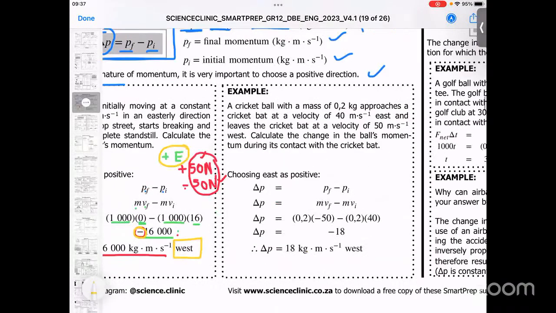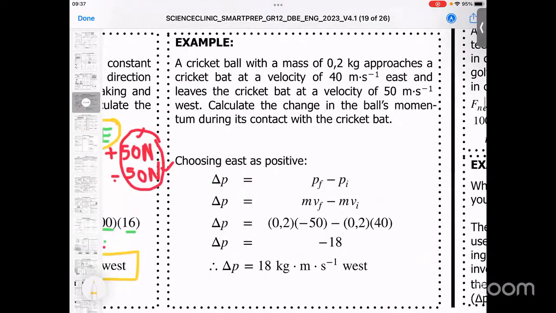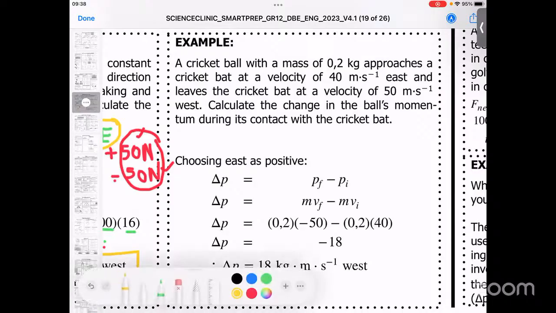Maybe let's look at this example and see what's happening there. So here's an example where they talk about a cricket ball with a mass of 0.2 kilogram that approaches a cricket bat at a velocity of 40 meters per second east. Very, very much important. Okay, east, and leaves the cricket bat at a velocity of 50 meters per second west.